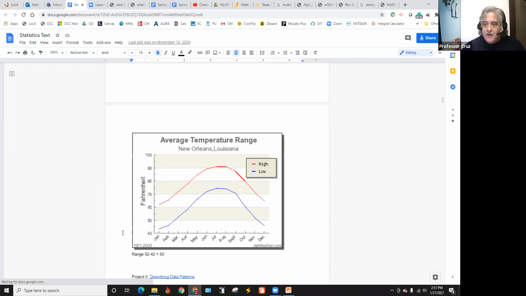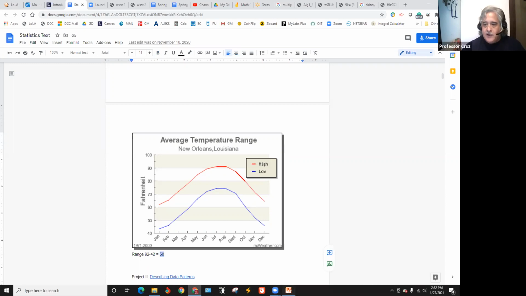So let's say we take the hot, we're just going to look at the red line. And so we're going to find the high temperature, what looks to be about 92, which is, as you might guess, in July or August, right in there. And then the lowest one looks to be 42, and I'm going to just say that's 42. So then when we subtract, we get a range of 50.